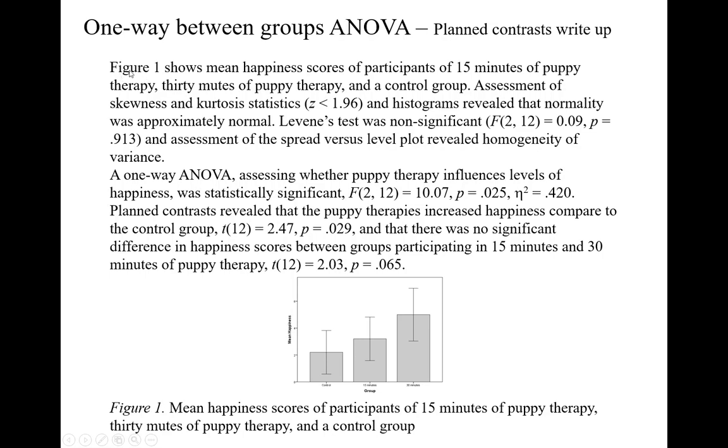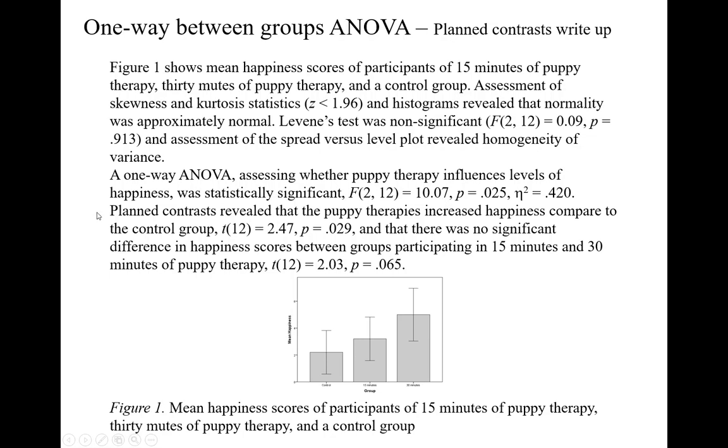So we've referred to the figure. We talked about our assumptions. We did all this last week. We said our one-way ANOVA was significant. We reported that and included the effect size, which we talked about last week as well. And I think that's still a wrong F statistic.